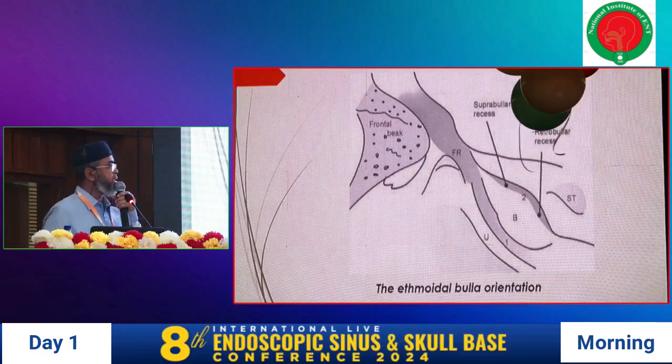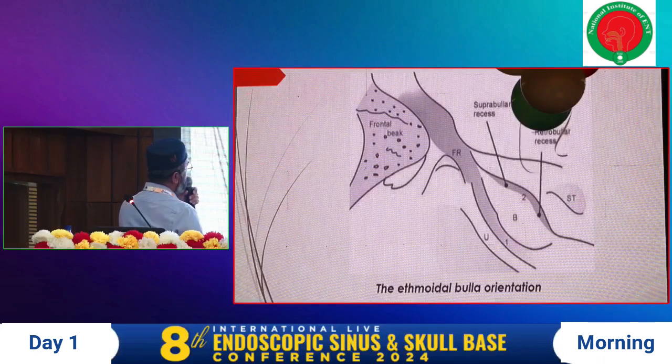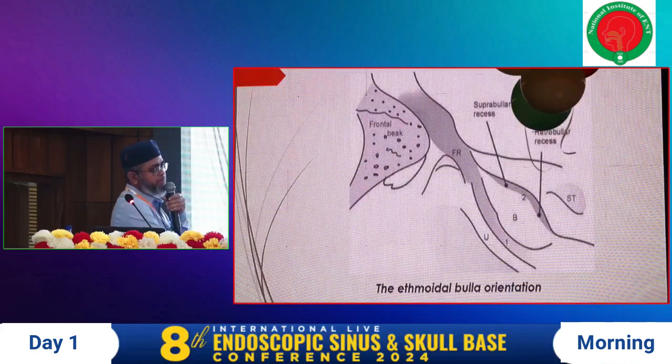Here is the picture we see. This is the retrobullar recess and this is the suprabullar recess, and the two recesses combined form the sinus lateralis of the ground lamella.